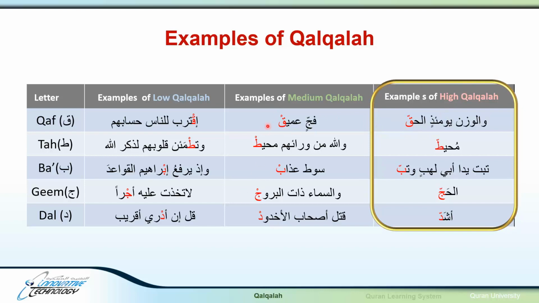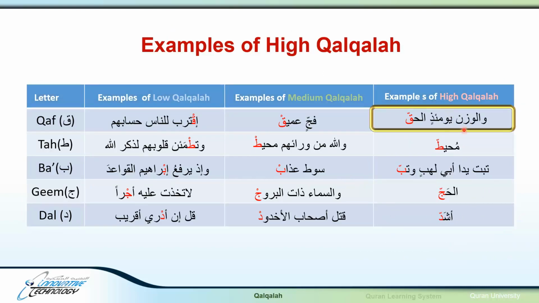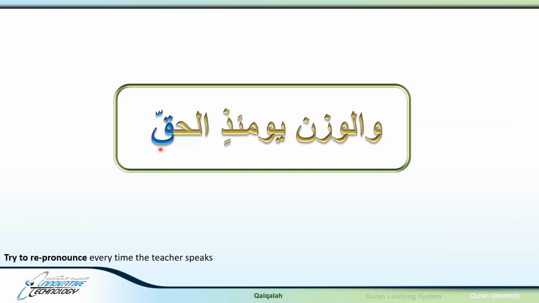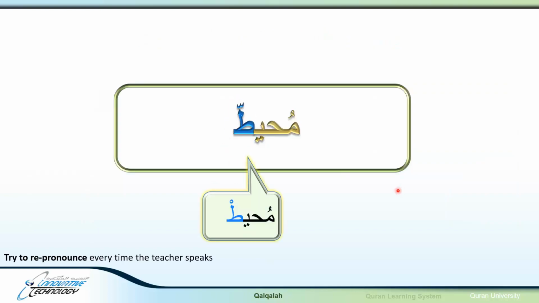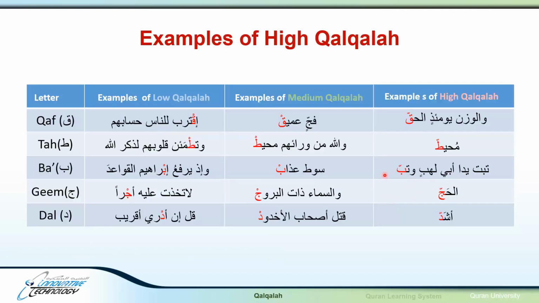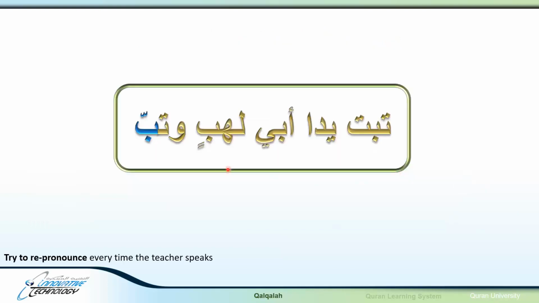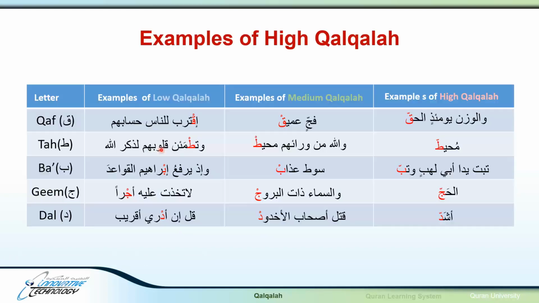Now we're moving to the high qalqalah, and the difference between it and the medium is that the medium had a sukoon at the end, while these ones have a shadda. Start with والوزن يومئذ الحق. As we see, the qaf here has a shadda. So when you say الحق والوزن يومئذ الحق. Next example, وتب. تبت يدا أبي لهب وتب. The ba has a shadda. وتب.